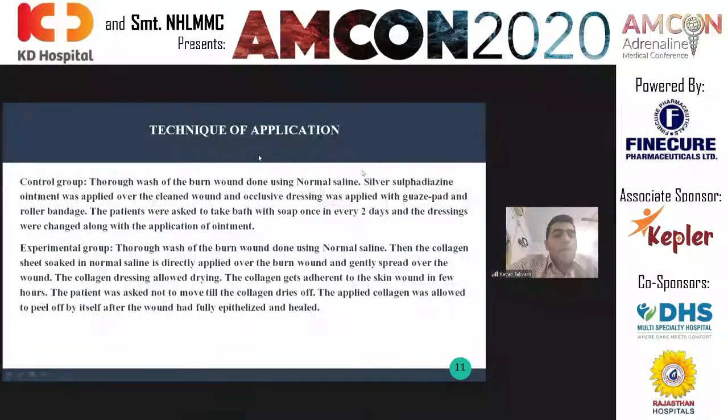This is the technique with which we have applied the SSD dressing and collagen dressing.